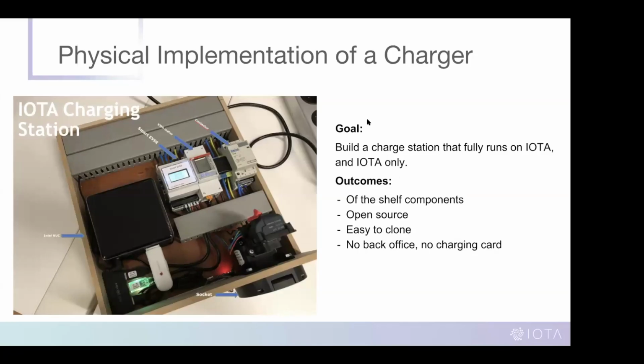So this is the initial version of their charger. They physically implemented a charger that had off-the-shelf components. Everything that they did was all open source. This means that it's all easy to clone. And because they're using IOTA, there was no need for a back office, so no need for the servers that maintain and run the chargers themselves. Each one of these devices is standalone with a connection to the Tangle. They're able to listen for information and also receive payments and pay for things as well.